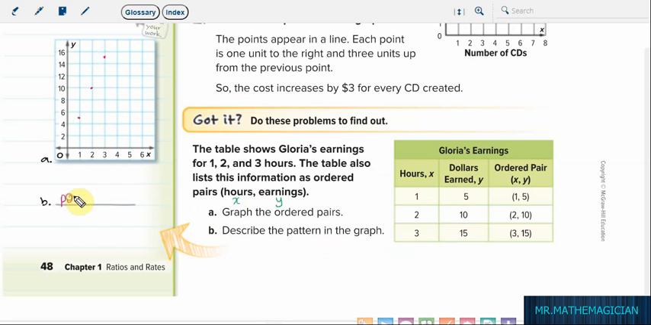Points are on one line. Gloria's earnings increase by $5 every hour.